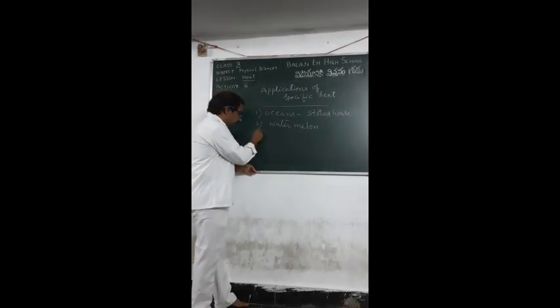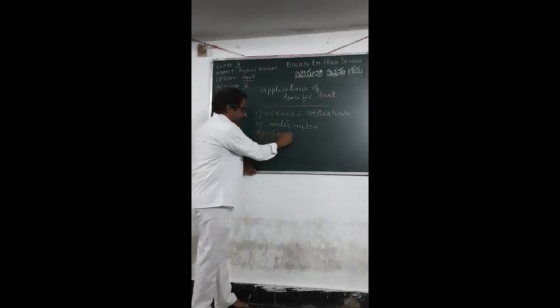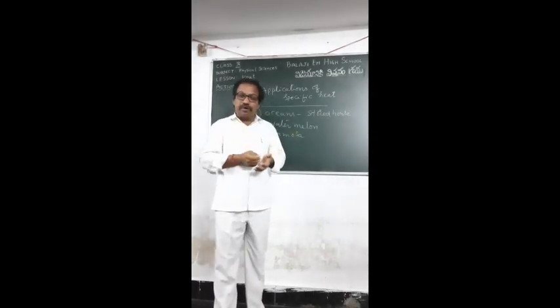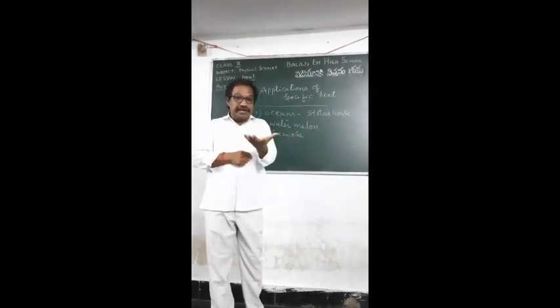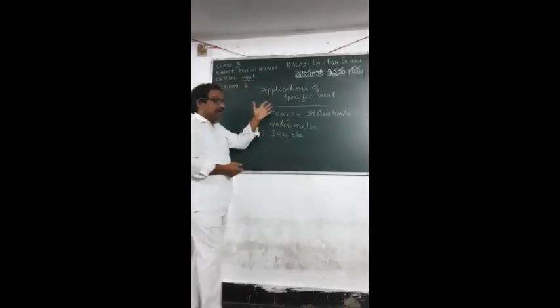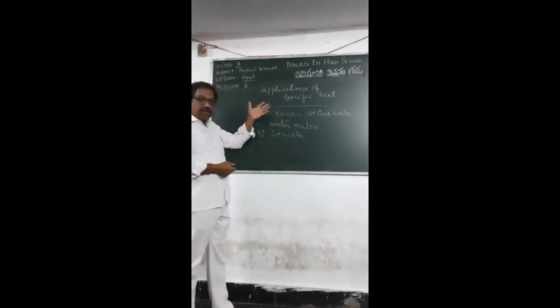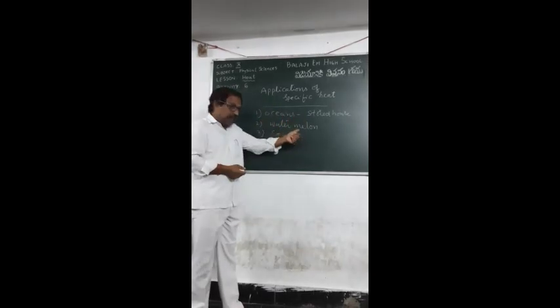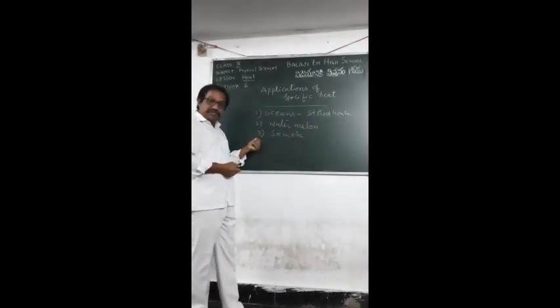And the third, the samosa. When you take a samosa, the outer layer may be cool, but inside the ingredients will be very, very hot. Sometimes it happens to you also. So these are the applications of specific heat. One, the oceans are storehouses. Another, the watermelon. And the last one is the samosa.